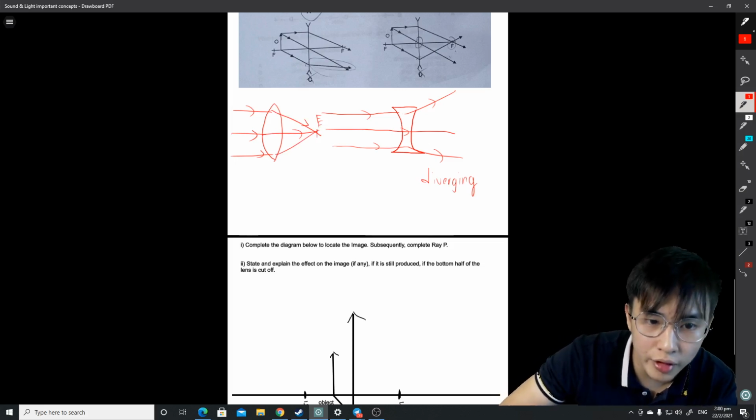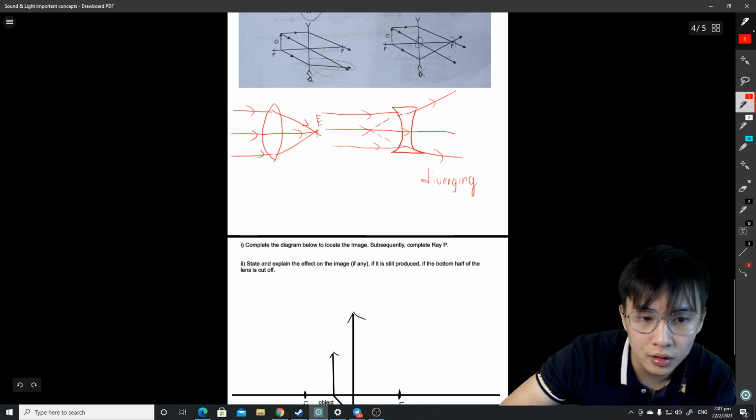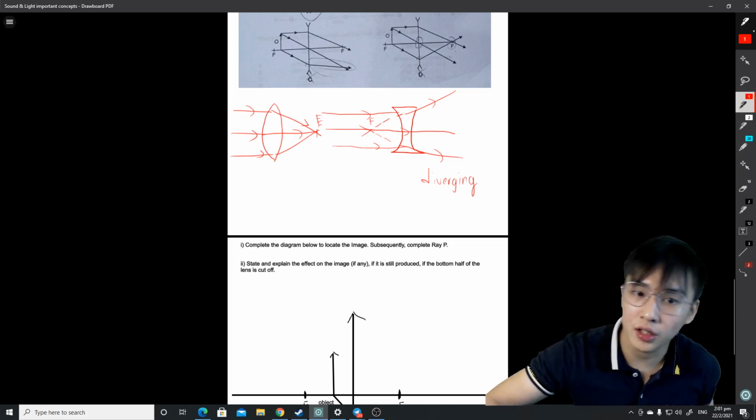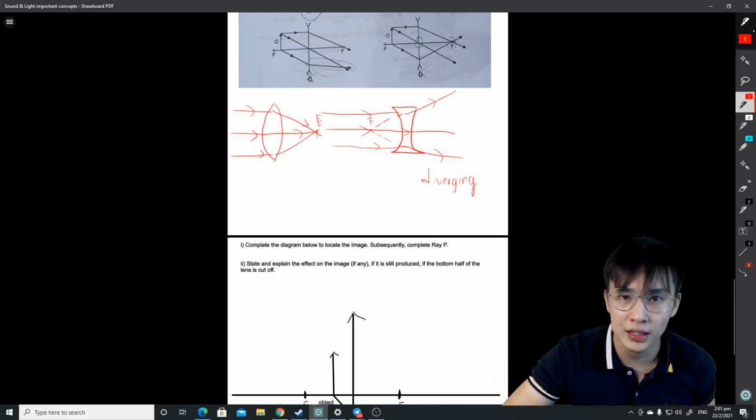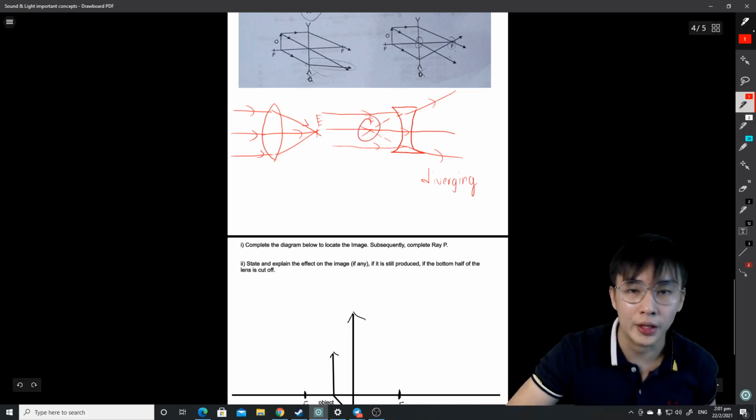You see, if you trace back where it cuts the principal axis, this is the F. Okay, this is the F, on the left hand side. So yes, it spreads out, but if you trace back the virtual rays here, they meet at F. That is where it intersects the focal point.